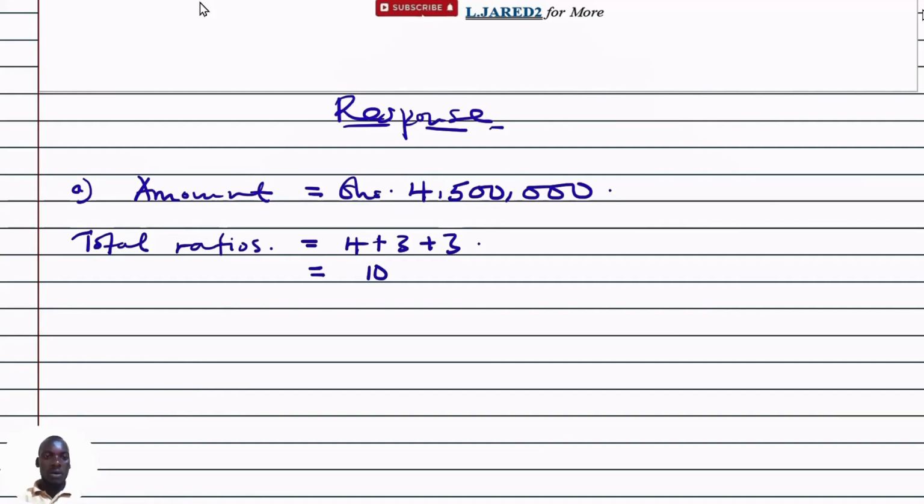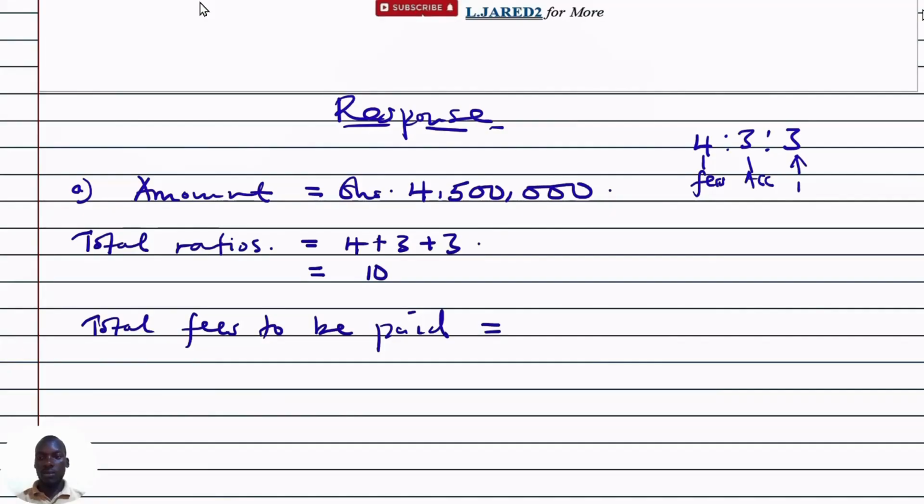The next step, we need to get the amount of money she paid as fees on the 4,500,000. That means we need to get the total fees to be paid. So this is going to be equal to, remember they said in the ratio of 4:3, this is for fees, this is for accommodation, and the last one is for meals. So for fees, it is now 4 divided by the total ratio, which is 10, multiplied by the amount of money she is to pay all together, which is 4,500,000. When I multiply this, I get the result to be 1,800,000. That means this is the set of fees she is to pay.